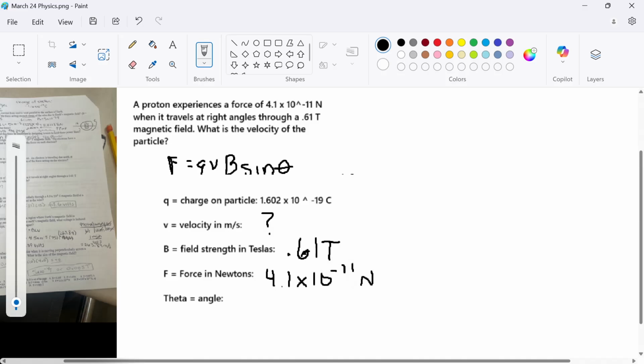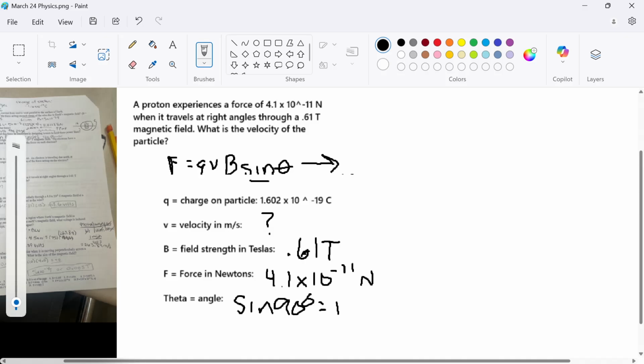And theta is the angle, and it's sine of theta. Well, the angle is 90 degrees. Sine, what happened there? I couldn't even write an S. Sine of 90 degrees equals 1. So here's the formula, QVB sine theta, and I need to solve that for V, velocity.